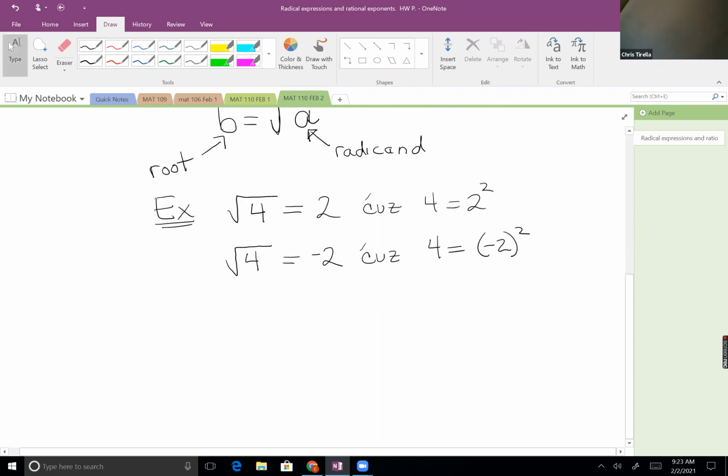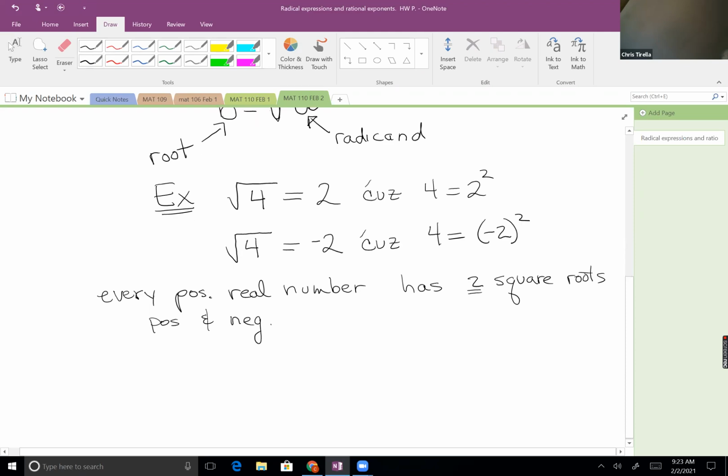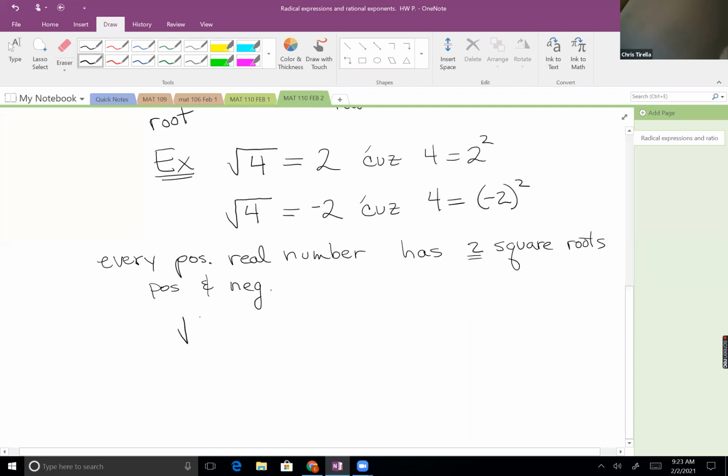And so this gives me the idea that every positive real number, 4 is a positive real number, and we're going to generalize from there, is going to have 2 square roots, a positive and a negative, which kind of makes it a little bit ambiguous. And so if I just write the square root of A like that, radical A, that's going to represent what's called the principal or positive root.